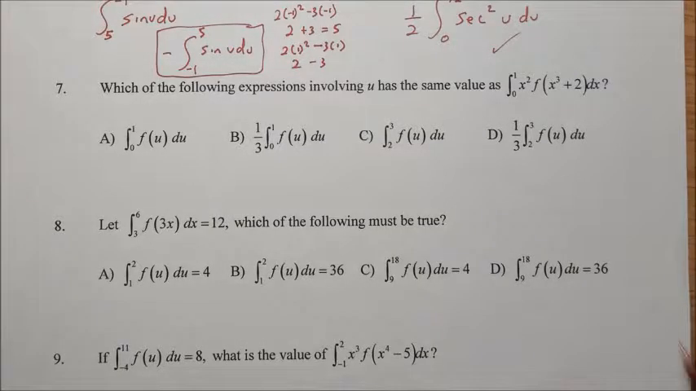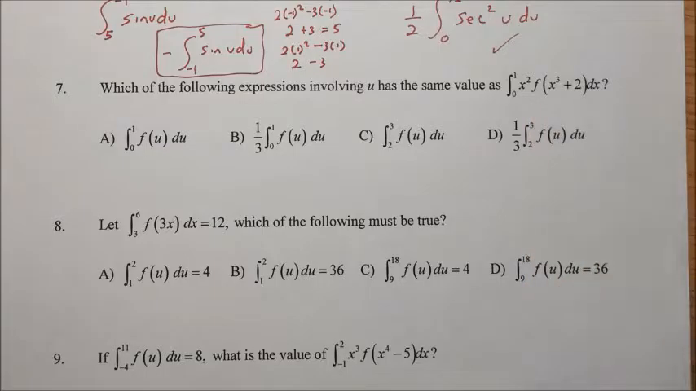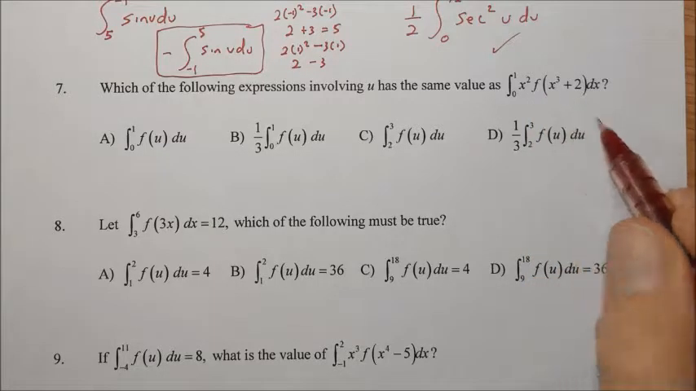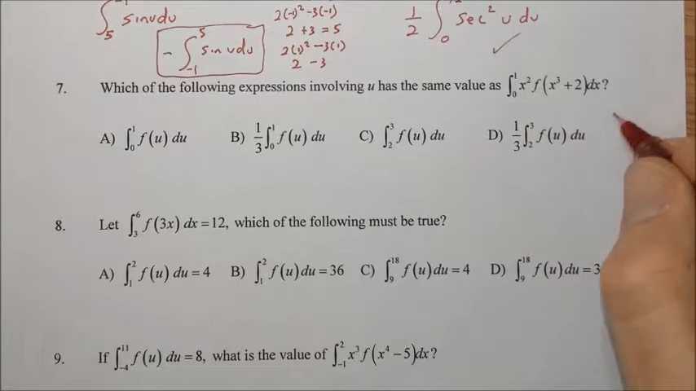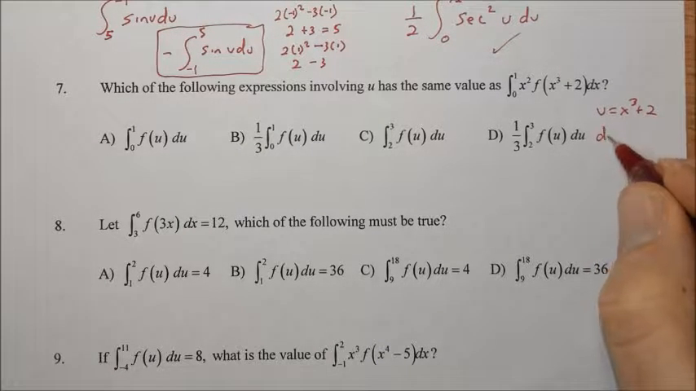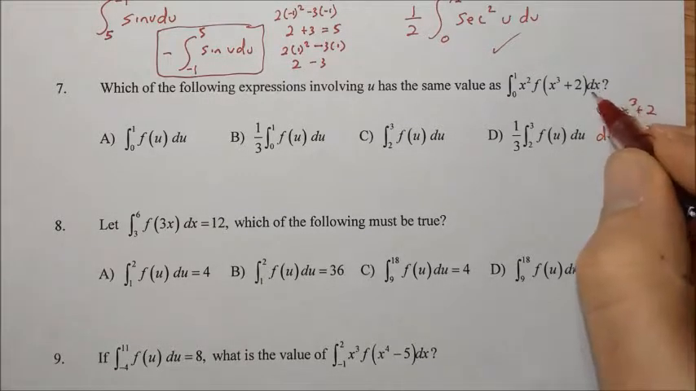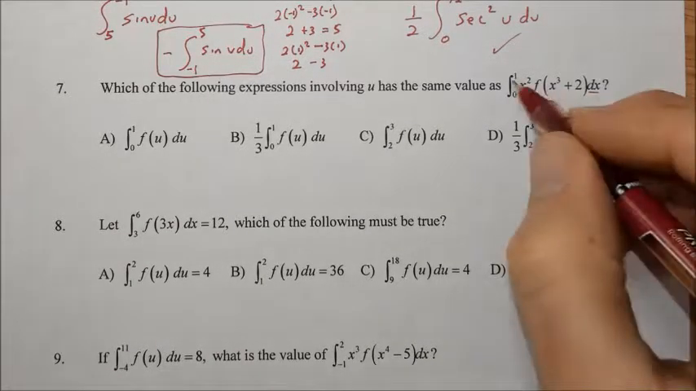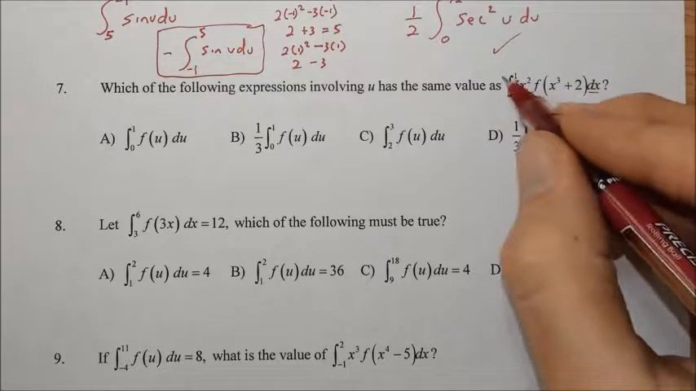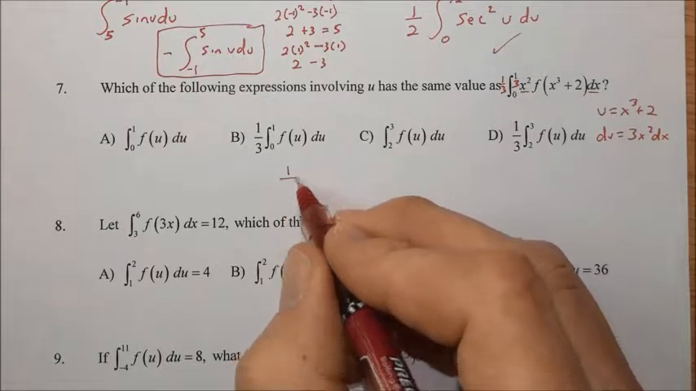Problem number 7. Which of the following expressions involving u has the same value as what we see right here? Alright, well let's see if we can transform this into an expression involving u. We'll make u equal to x cubed plus 2, which makes du equal to 3x squared dx. Alright, well we have the x squared and the dx, but we don't have the 3, so we'll sneak a 3 on the inside and a 1/3 on the outside.